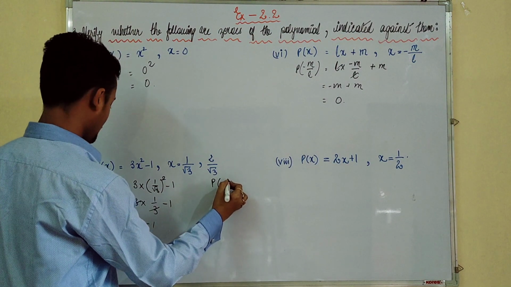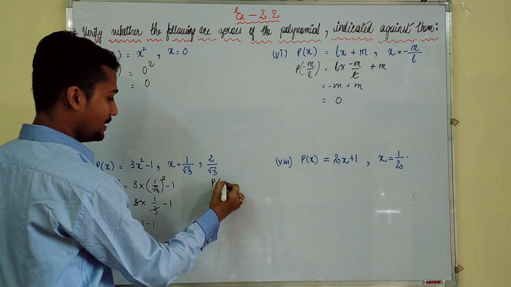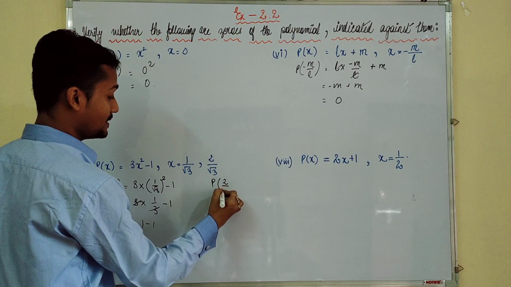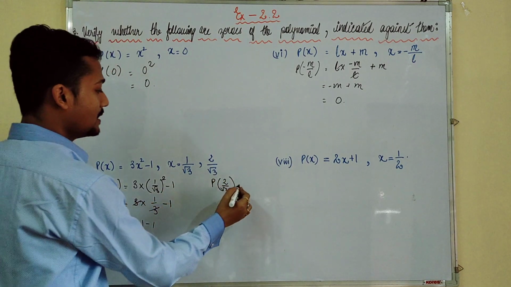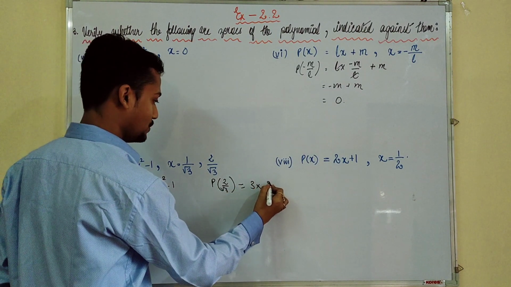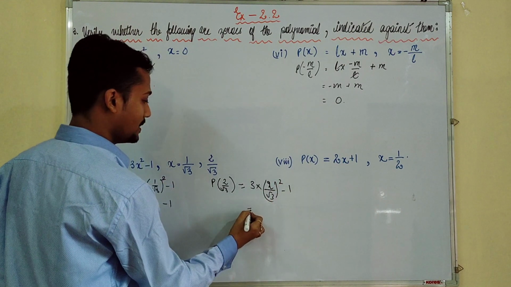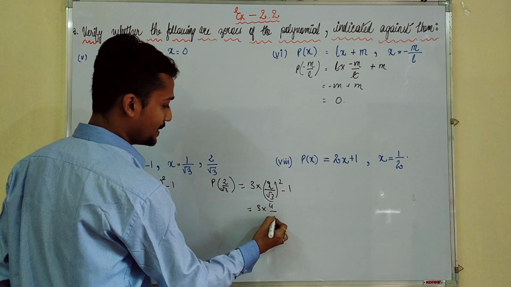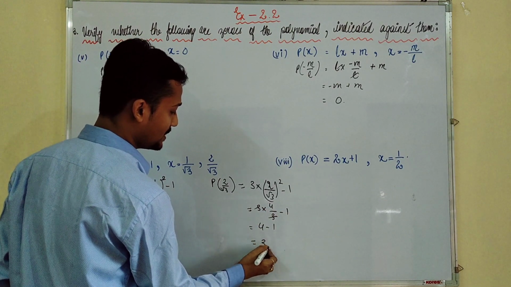p how much? Okay, p(2/root 3), x is equal to 2 by root 3. So it will be equal to what? 3 into (2/root 3) whole square minus 1. So it will be 3 into 4/3 minus 1, cancel, is equal to 4 minus 1, is equal to 3. That means what?